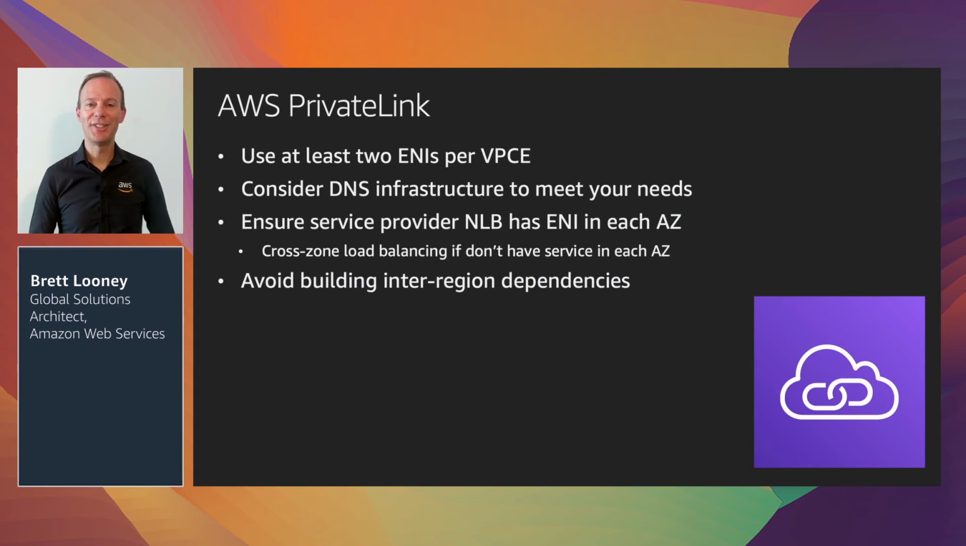So we always encourage you to use at least 2 availability zones. Please consider using DNS names to look up things, and we're going to talk about that in a moment. Okay, and make sure that if you're using NLB to present your resources across, say, 3 availability zones, that you don't try and cross the availability zones on the way through to the consumer VPC. And lastly, please avoid building inter-region dependencies if at all possible.